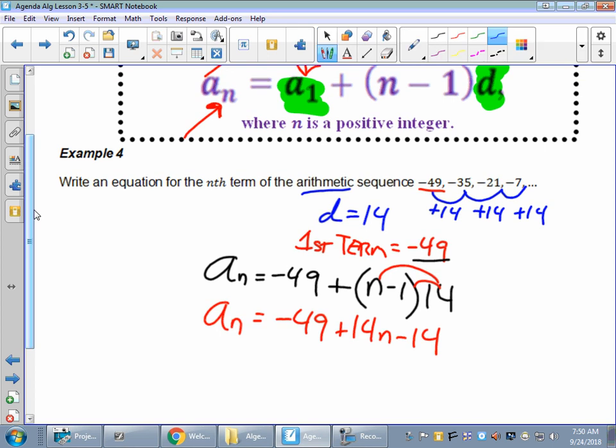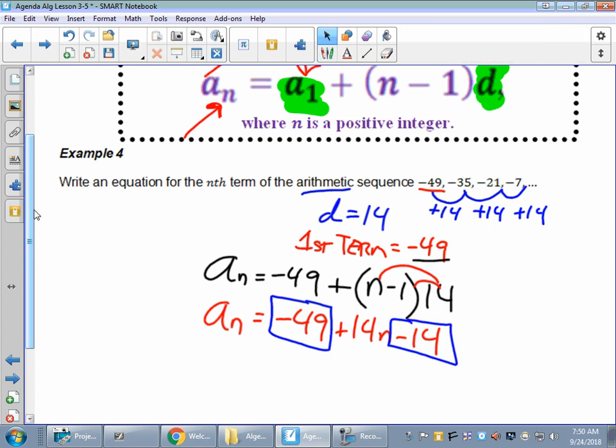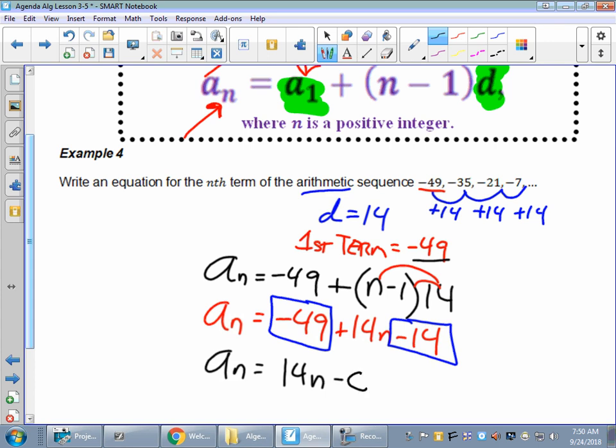But we do have some common terms here. We have a negative 49, which is a constant, and a negative 14, which is a constant. So we can combine those to get a final answer here of a sub n. And I'm just going to put the variable first because I can do that, 14n. And we combine that negative 49 and negative 14 to get a negative 63, and that would be our equation.